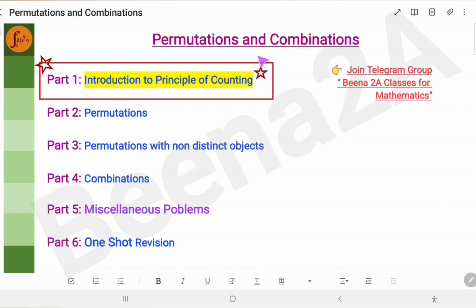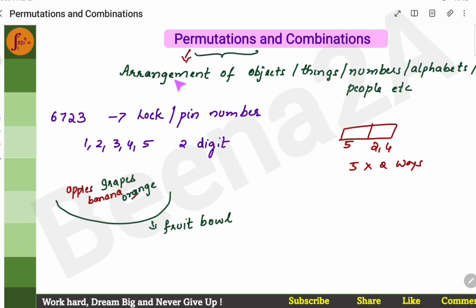Hi everyone. In this video we'll go through a topic related to permutations and combinations. We will go through the principle of counting. Now, what is permutation? Permutation is nothing but arrangement of objects or things or numbers or alphabets or people.